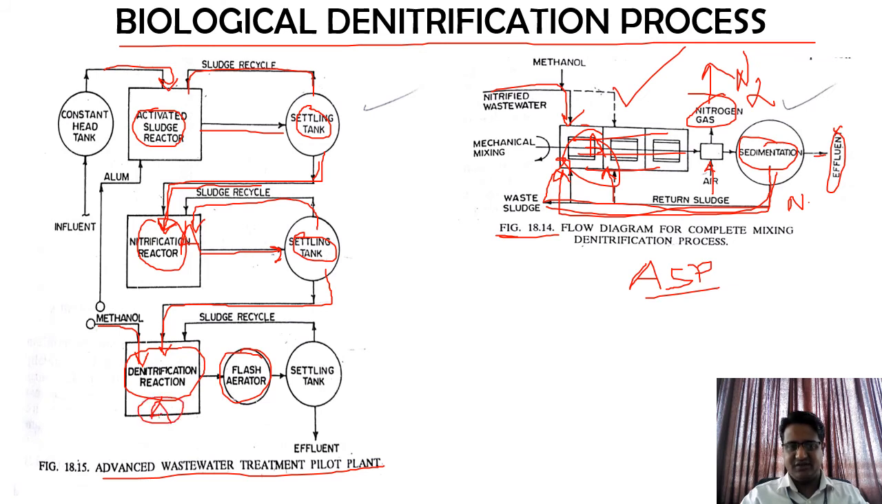So this is nothing but your aeration tank. If you consider the activated sludge process, this itself will act as an aeration tank, and then it will go to the settling tank. Whatever effluent is there, that is nothing but your nitrogen free effluent, and again the sludge will be recycled partly into the denitrification process.